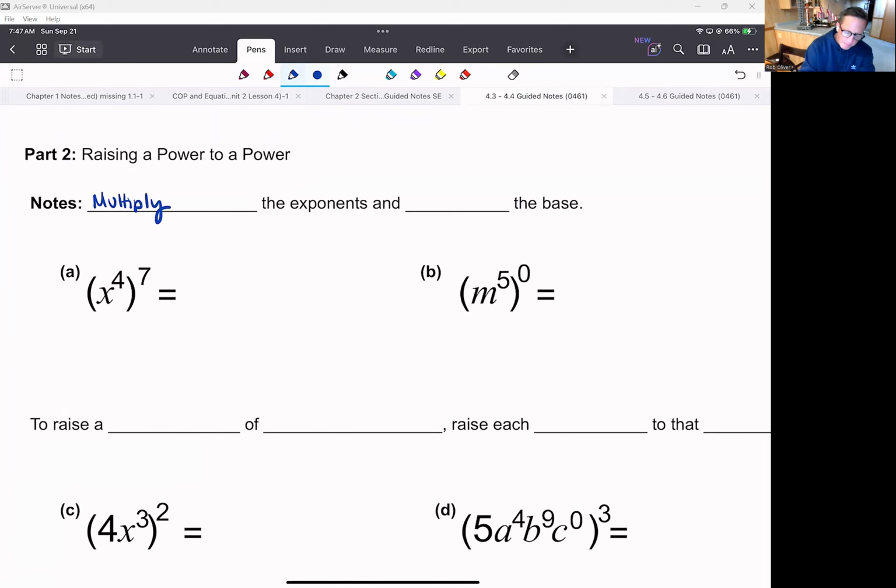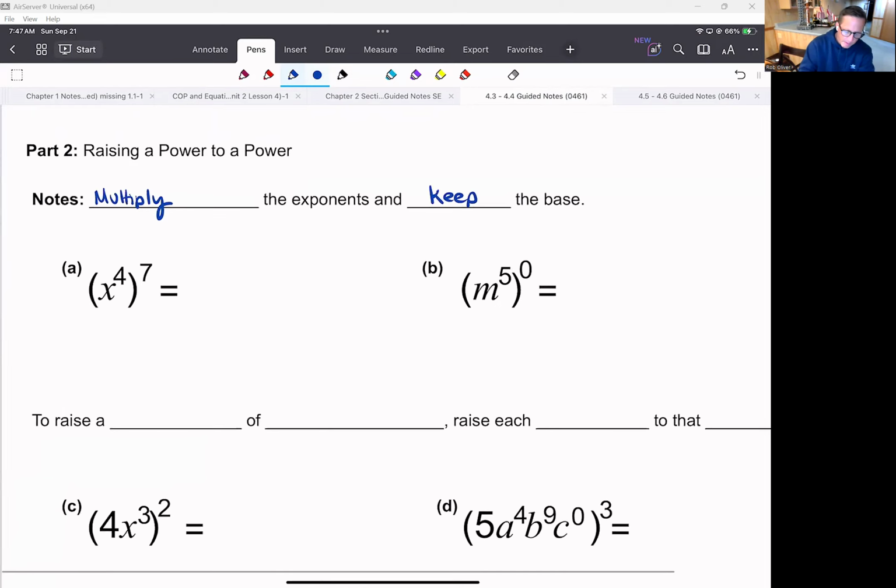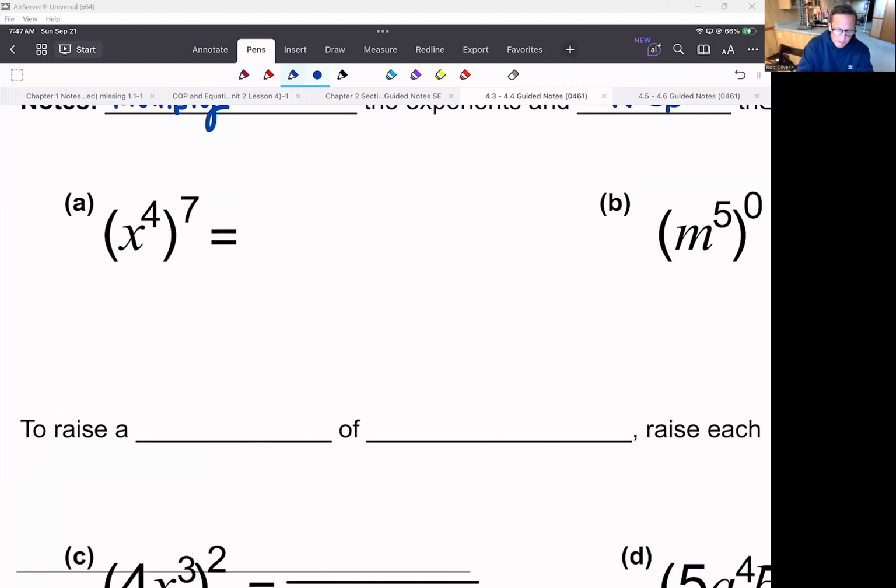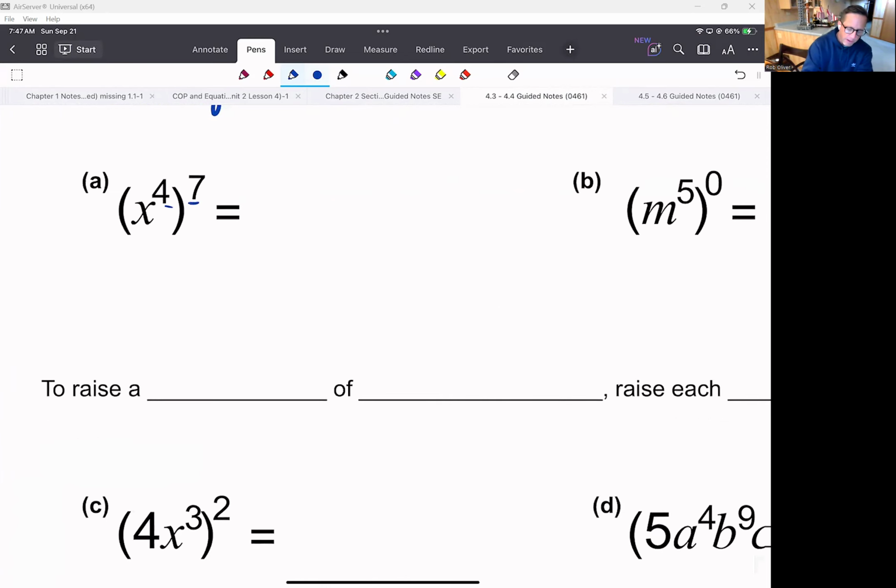Multiply the exponents and keep the base. All right, you're going to keep the base. So like right here, x to the 4th to the 7th. Now you notice there's another power right outside of the parentheses. So that's an indicator that you're going to multiply. That's really x to the 28th.